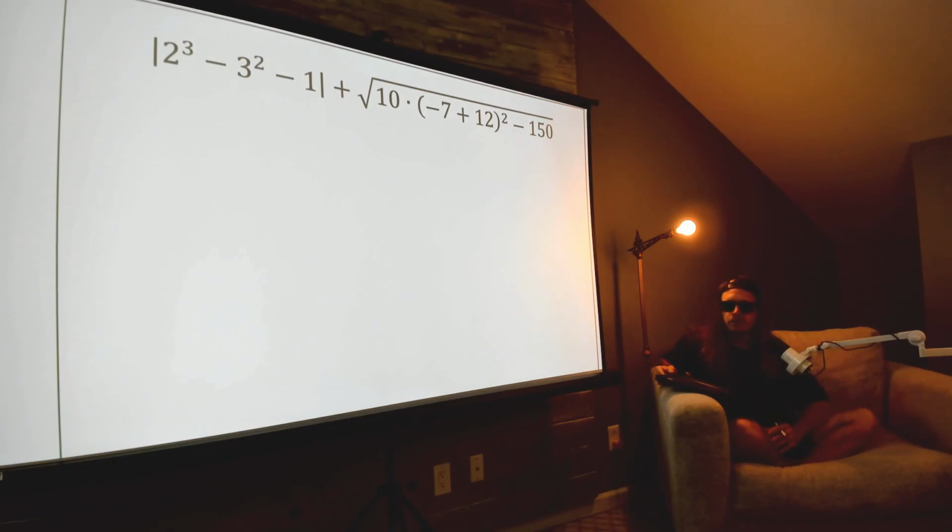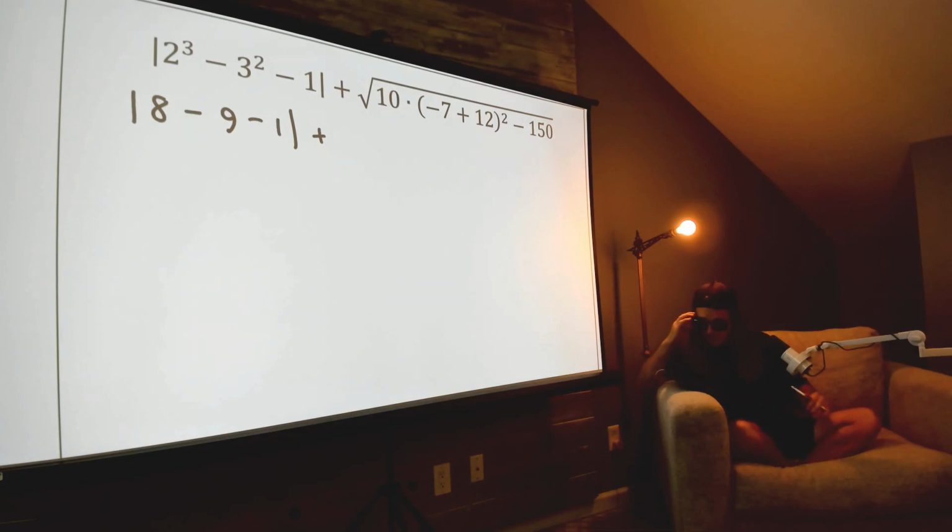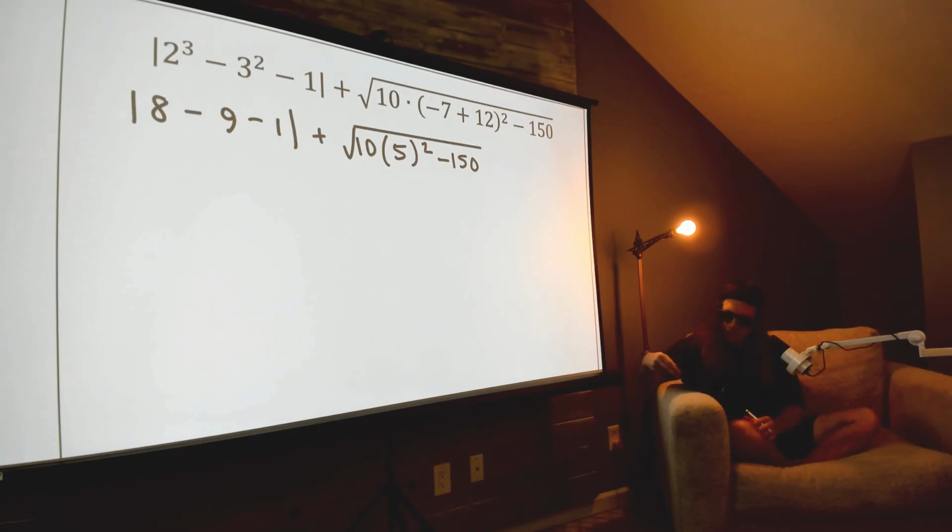Same idea here. You just need to simplify the absolute value and the square root as much as possible first. So 2 cubed is 8, minus 3 squared is 9, minus 1, plus. All right, we have parentheses in the root that needs to happen first. Negative 7 plus 12 is 5. So all we did there was negative 7 plus 12. Back over here, we have 8 minus 9, which is negative 1.